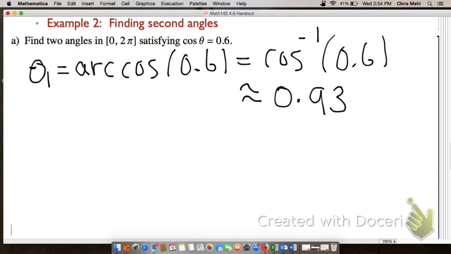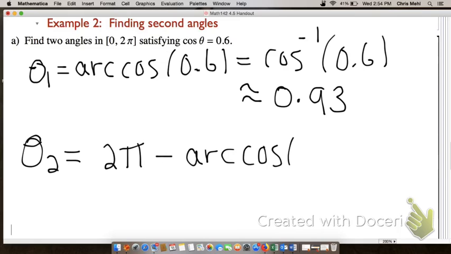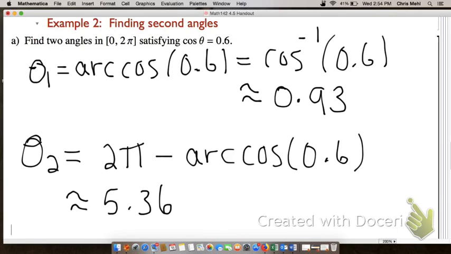And a second angle is going to be, now for cosine, remember, you start by doing 2 pi and you subtract arc cosine of 0.6. And when I plug that in my calculator, approximated to 2 decimal places, we get our second angle, which is about 5.36 radians.